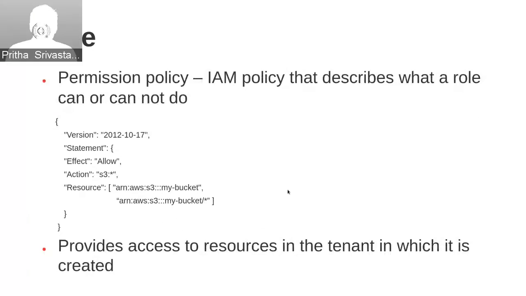The next policy which is attached to a role is the permission policy, and this describes what a role can or cannot do. So in this example, the permission policy allows all S3 actions on a resource named myBucket. And a role can only provide access to resources which are there in the same tenant under which the role has been created.